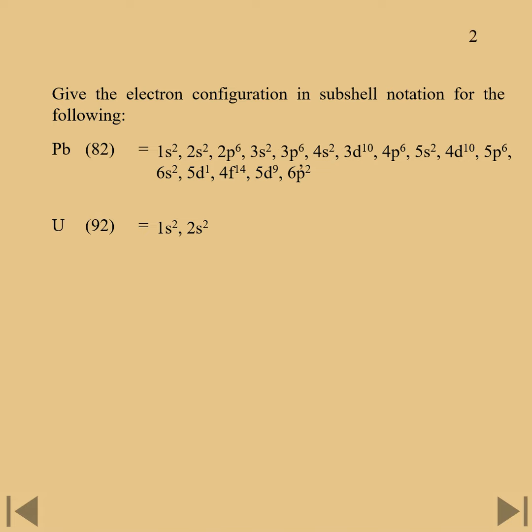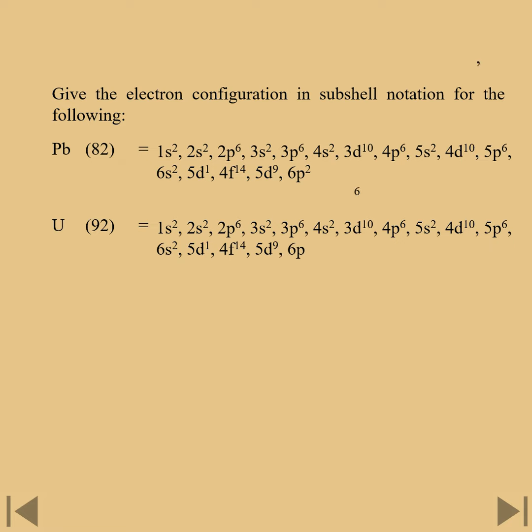So again, the first 80 are going to be the same as the first 80 with lead. 1s2, 2s2, 2p6, there's neon. 3s2, 3p6, there's argon. 4s2, 3d10, 4p6, there's krypton. 5s2, 4d10, 5p6 brings us to xenon, 6s2, 5d1, 4f14, 5d9, 6p6 brings us to radon, then 7s2, 6d1, 5f3 brings us to uranium.